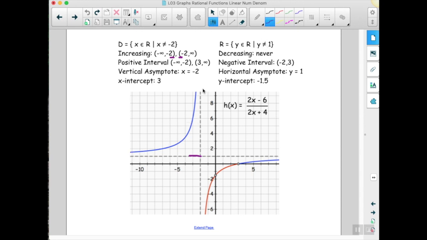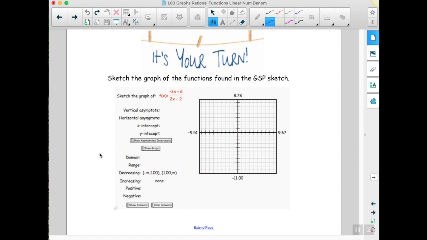This interval is never decreasing. It is always increasing. The interval is negative on -2 to 3, that part in red there. The horizontal asymptote is located right here at y equals 1. And our y-intercept was right there at -1.5. So that summarizes what you need to do when you're going to create a sketch of a rational function.